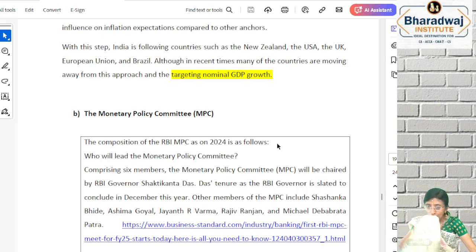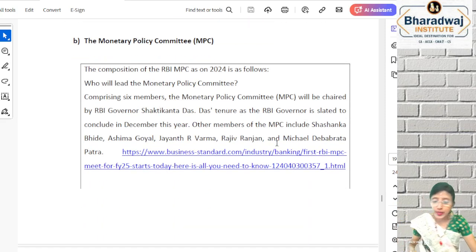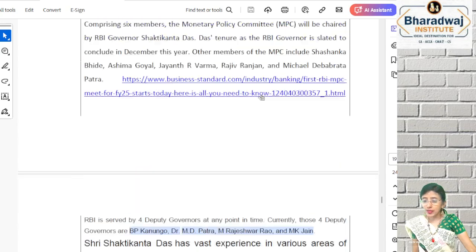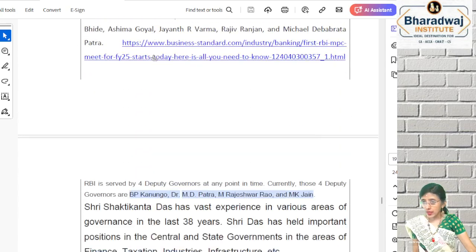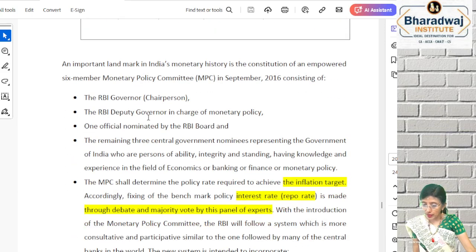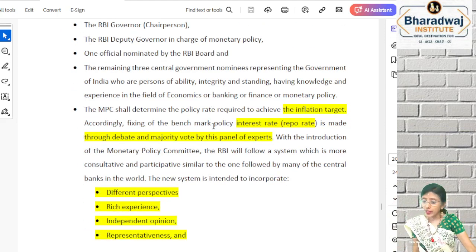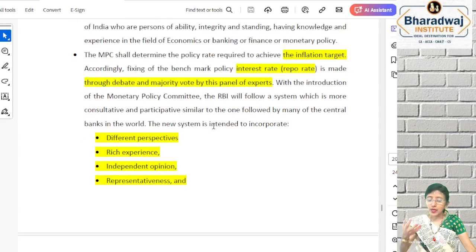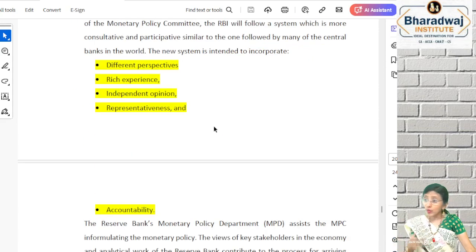Are you clear now? For the monetary policy committee, how many members are there? It is a 6-member committee: the RBI governor, a deputy governor, 1 official nominated by the RBI board, and the remaining 3 are central government nominees. That is how the committee is formed. The committee allows a participatory approach, more representativeness.